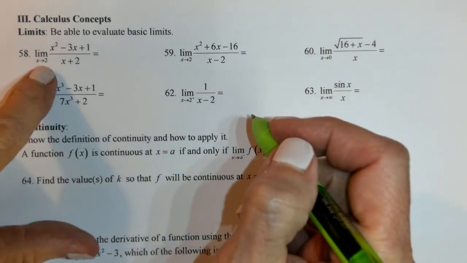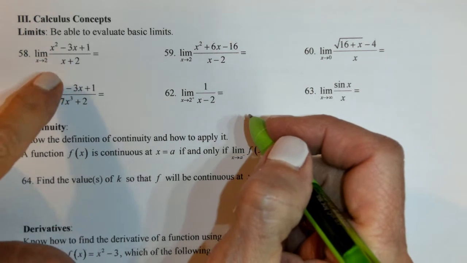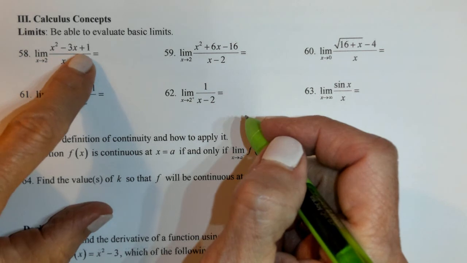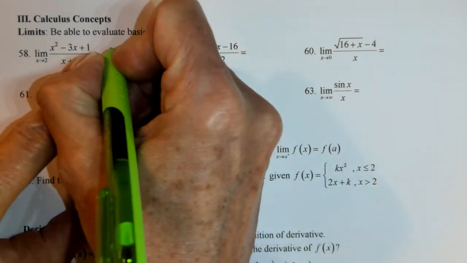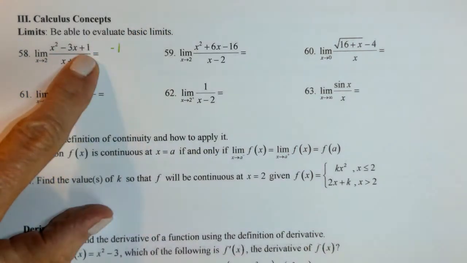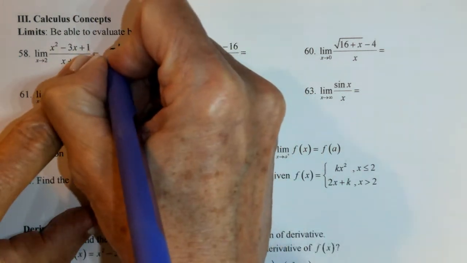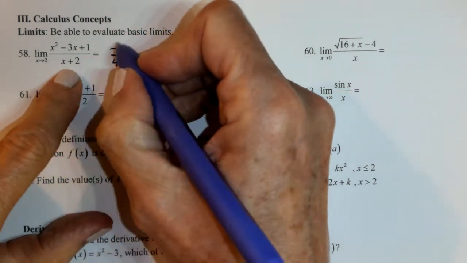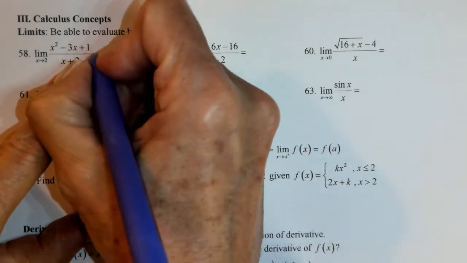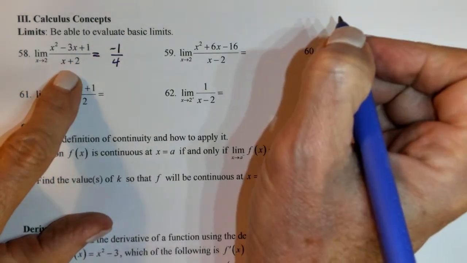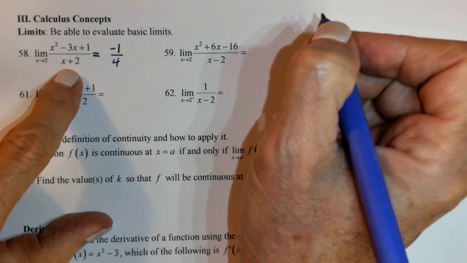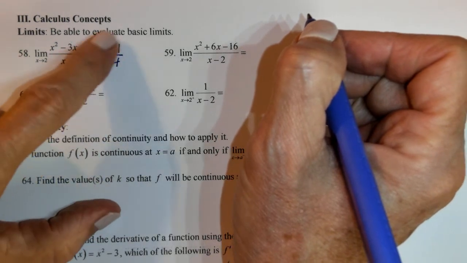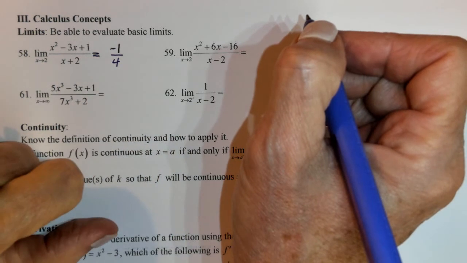So I'm just going to plug in this 2 for x. If I do that, I'm going to have 4 minus 6. 4 minus 6 is a negative 2, plus 1, and I get a negative 1. And then on the bottom I have a 4. Since that is a number, I can keep my equal sign, and that's just my answer. So the first technique is always just to plug in the number for x. If you get a number, then that is your limit.